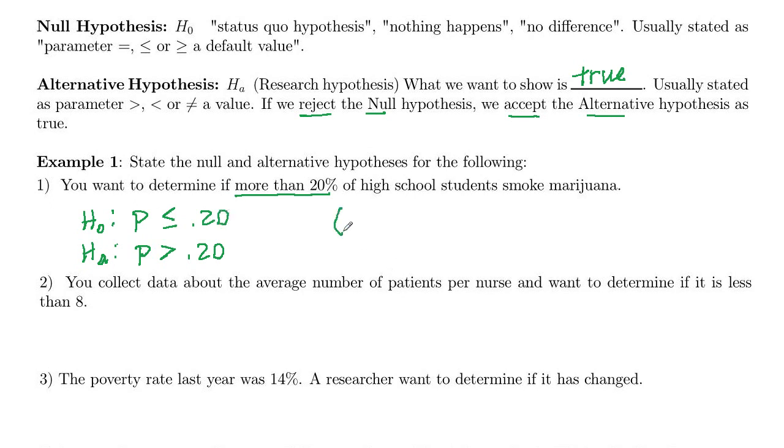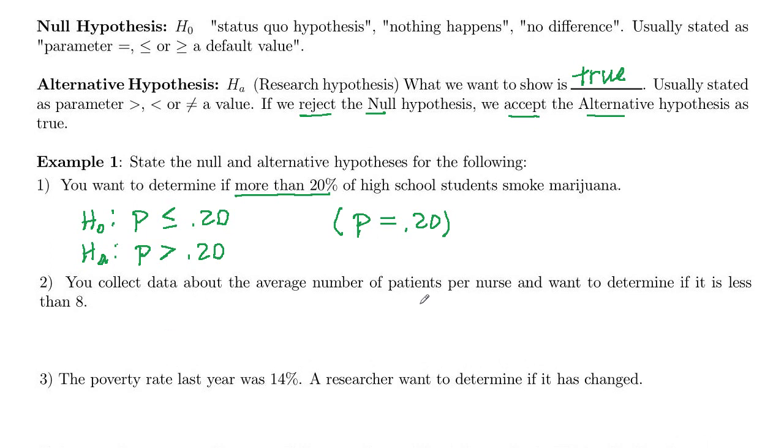Now, some books will use for the null hypothesis P equals 0.20 instead of less than or equal. Our textbook chooses to make these exactly opposites of each other. If you're not greater, then you're less than or equal. So if nothing happens, if we can't show that the proportion is more, then it'll be less than or equal.